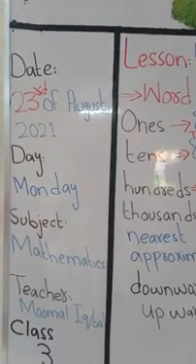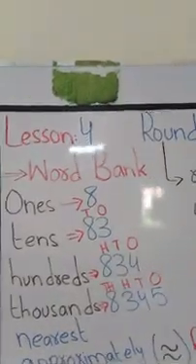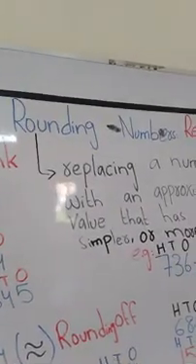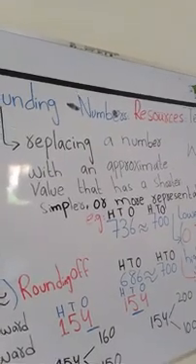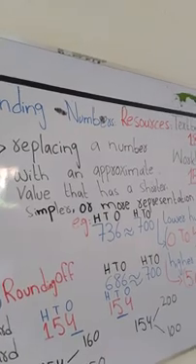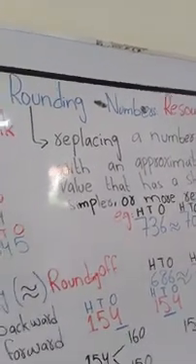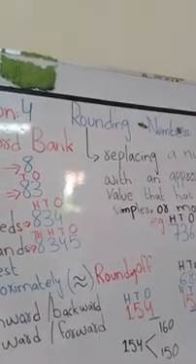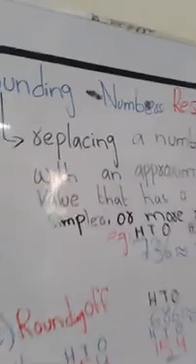online lecture we have started lesson number 4, and lesson number 4 name is rounding numbers. So I defined to you what rounding numbers is: replacing a number with an approximate value that has a shorter, simpler or more representation is called rounding numbers. We have rounded numbers to nearest 10.